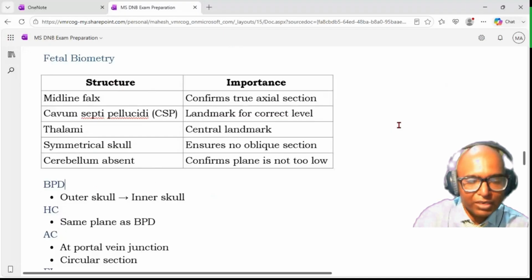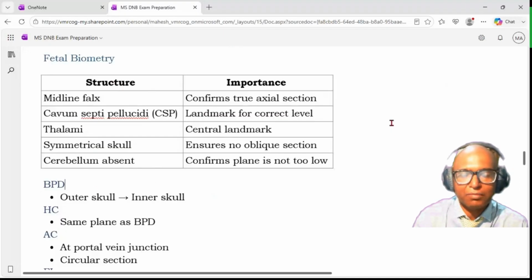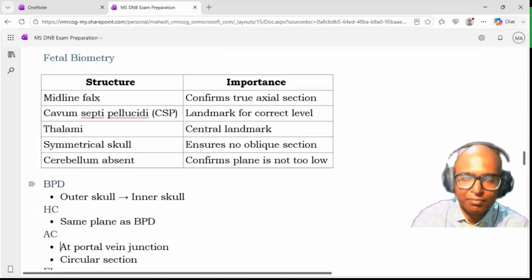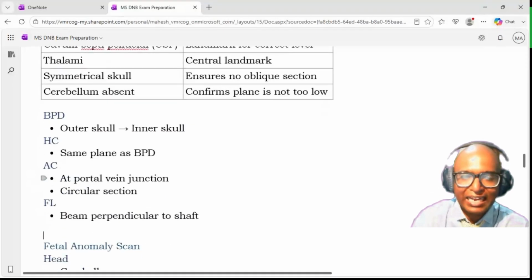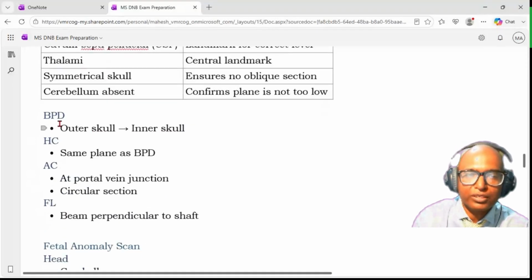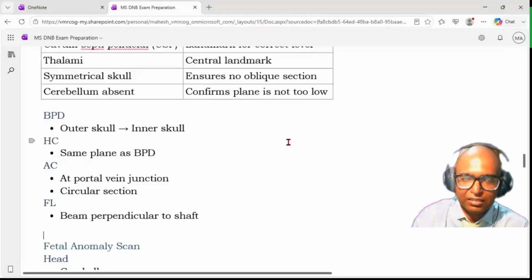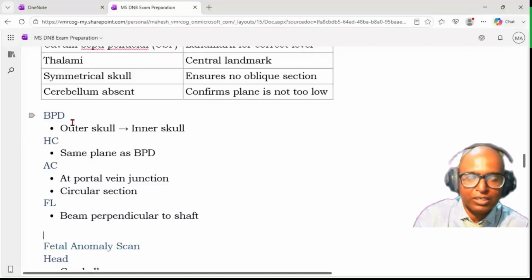Okay, so when you measure the biparietal diameter, remember it is a bone which has got a thickness, so it will have the inner margin and the outer margin. So when you put your calipers, you should take from outer skull to the inner skull. If this is the skull, you should take from outer aspect to the inner aspect. So you will have to leave the thickness on one side. That is the compensation for the thickness. This is universally acceptable.